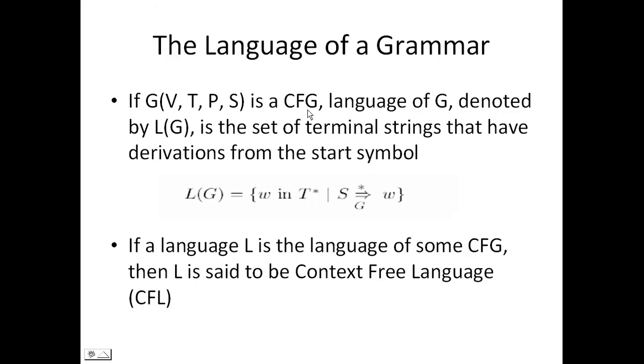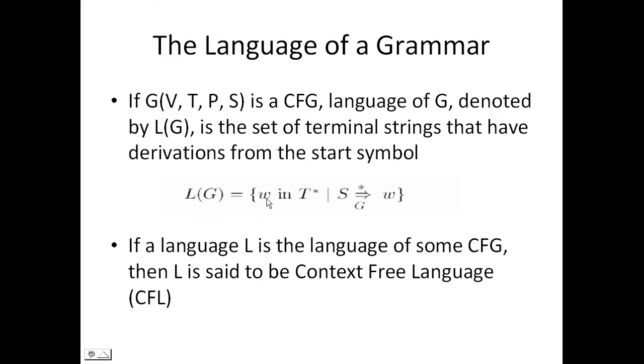So if G of V, T, P, S is a context free grammar, then the language of G is denoted by L of G. So the language of a CFG is L of G, and it is nothing but the set of terminal strings that have derivations from the start symbol. So from the start symbol, whatever strings you have derived will be the language of this particular grammar.